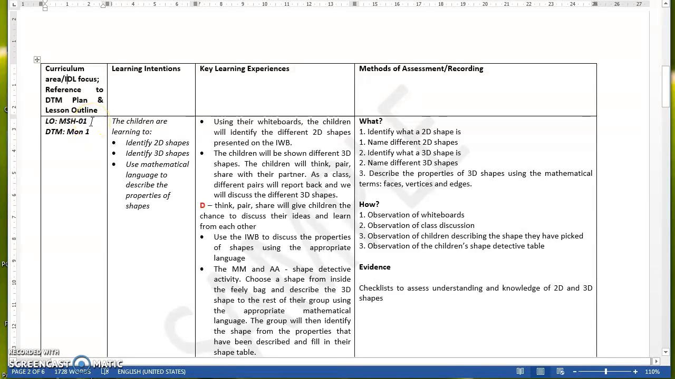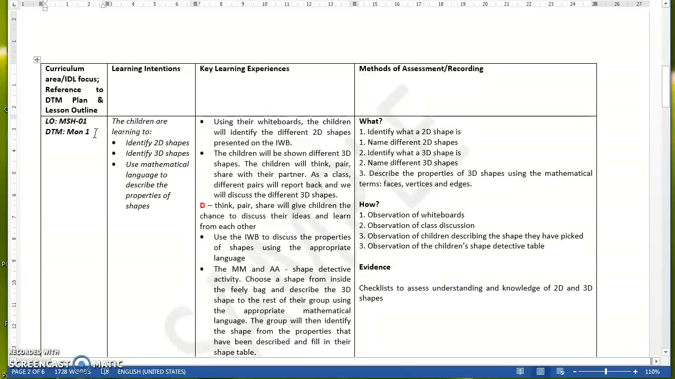MSH01. Now that's a code that I've made up for that particular lesson outline. So it's mathematics, shape, and it's lesson 1. Basically, that's what that stands for. And then it was done on a Monday, and it was the first maths lesson on Monday. So in reference to my daily time management plan, it's Monday 1. So you can see I've made up this code.